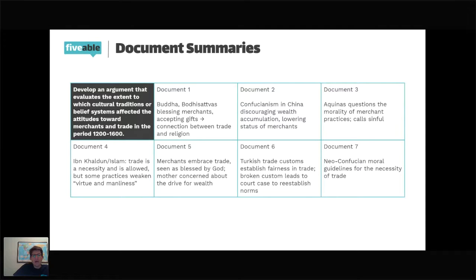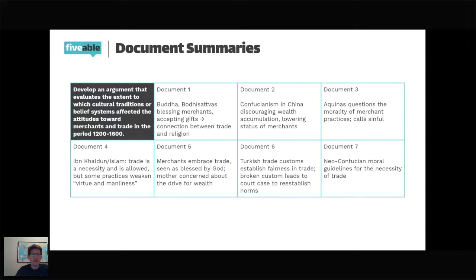And our last 2 documents, document 6 shows Turkish trade customs, and talks about the fairness of trade. It is very evident that in this Islamic court, this Islamic realm, trade is still popular. It's still a necessity and something that is supported. In fact, this court decision is in an Islamic court, so you have religion combining with government, and they are ruling on matters of trade. So there's definitely a support for trade here, but fair trade.